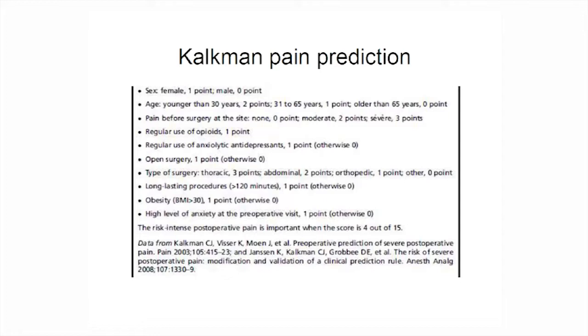And again, we like scoring systems as doctors, particularly anaesthetists. This is a risk prediction. It's in your handout. So basically, if you score more than 4 out of 15 on this, it would suggest that your patient is at risk of having persistent pain post-operatively.